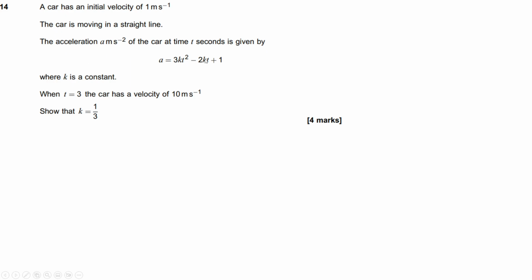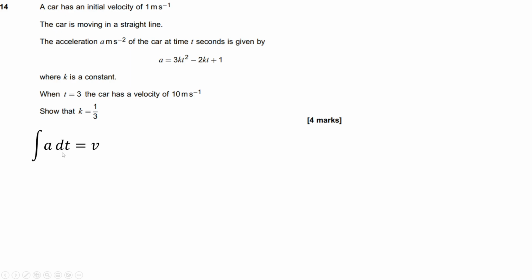This is non-uniform acceleration because it's modeled by some function, some polynomial. Basically, we're told that the velocity is 10 when t equals 3, and that it initially begins at 1 meter per second. We want to show that k equals 1/3.